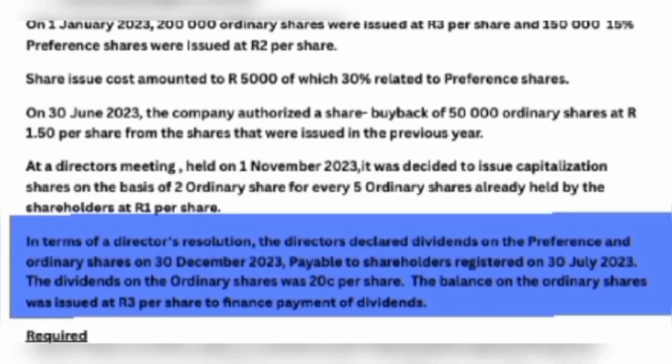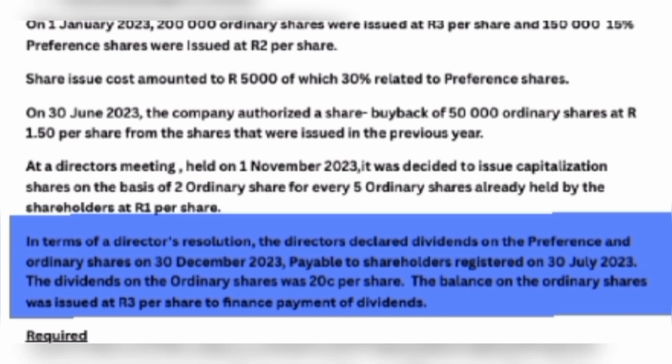The next information says that in terms of a director's resolution, the directors declared dividends on the preference and ordinary shares on 30 December 2023, payable to shareholders registered on 30 July 2023. The dividends on the ordinary shares was 20 cents per share. The balance of the ordinary shares was issued at 3 Rand per share to finance payments of dividends. This basically means we issued our remaining shares so that we can get funds and pay dividends.